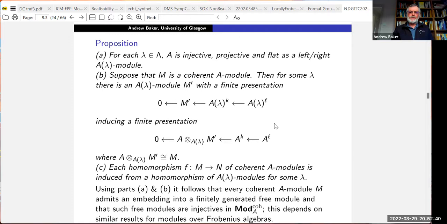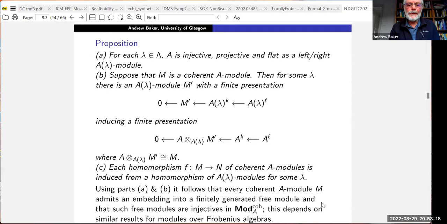How do you do that? Well, you work at the level of some A lambda, where you're working over a Frobenius algebra, where that sort of result is known, and then you just induce up. Then you can also prove that these finitely generated free modules are injectives in this category of coherent modules. I'm not saying they're absolutely injective, but they are with respect to coherent modules. So that's the sort of games you can play with this.